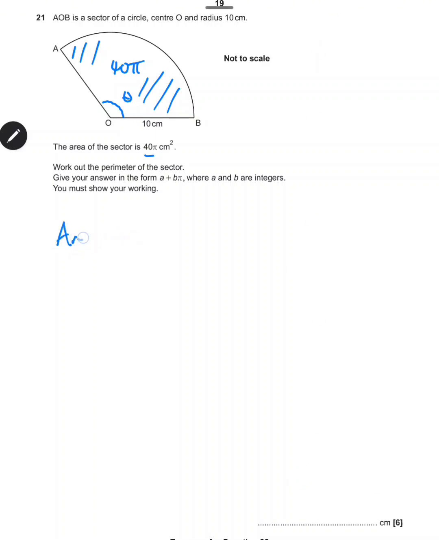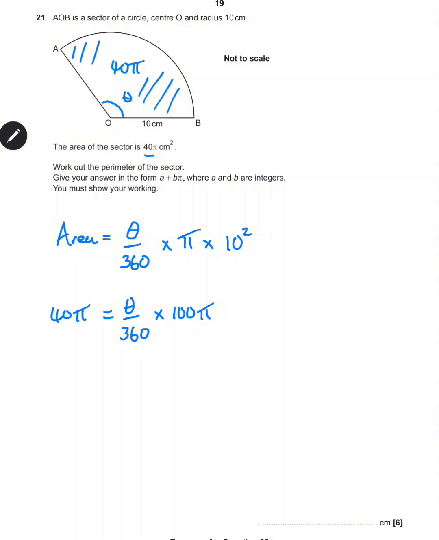So the area of a sector is the missing angle theta out of 360, because that's the degrees in a full circle, multiplied by pi multiplied by the radius squared. We know the area is 40 pi, so let's rewrite this. 40 pi is the area, equals theta over 360 times, well, 10 squared is 100, so you're going to get 100 pi. We can start to solve this to work out what the angle theta is. Just divide both sides by pi, that will get rid of that.